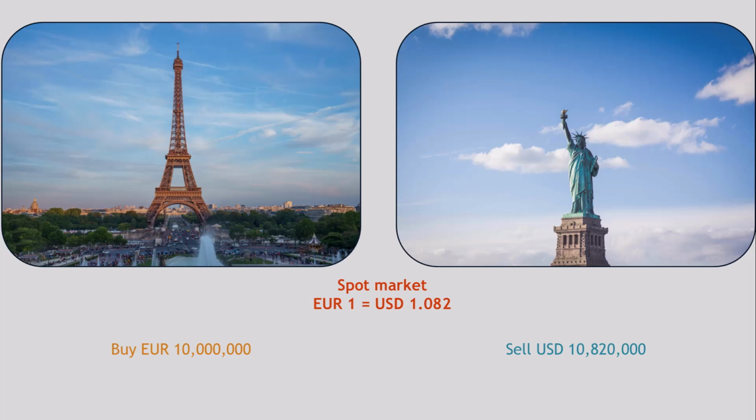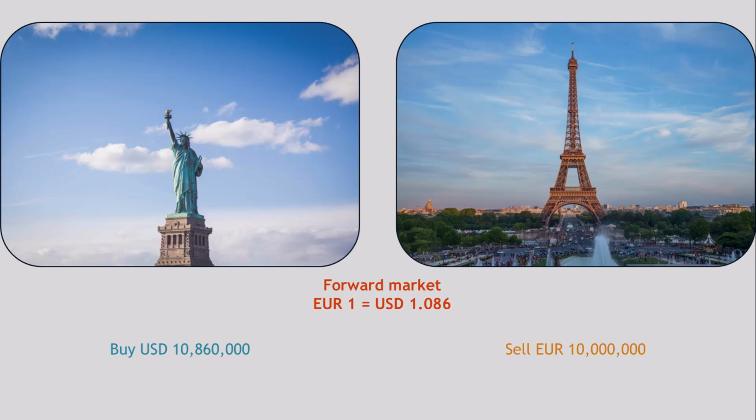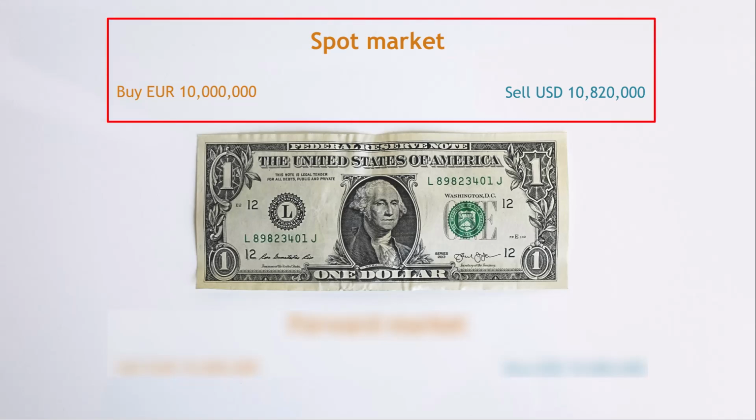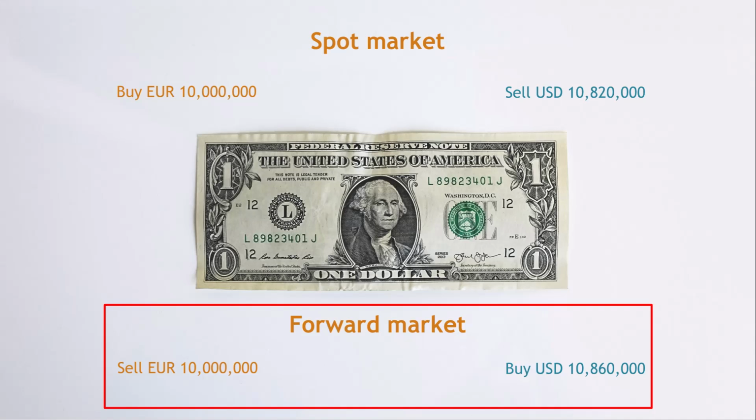To use a previous example from the forward module, let us say that the euro US dollar was trading in the spot market at €1 equals $1.08 and just over 8 cents. Delivery of the same currency pair 3 months forward was quoted at €1 equals 1.086. An FX swap might look as follows. The spot leg would be buy 10 million euros, sell 10,820,000 US dollars. Looking at the 3-month forward leg, we have a forward rate of €1 equals 1.086 US dollars.